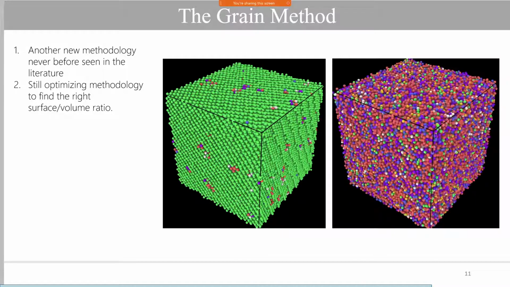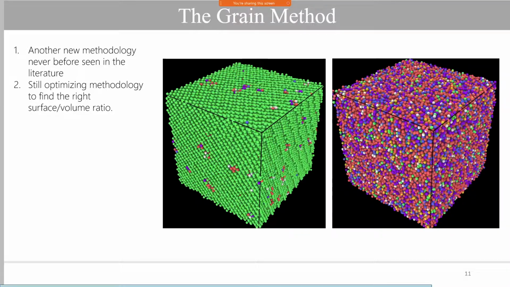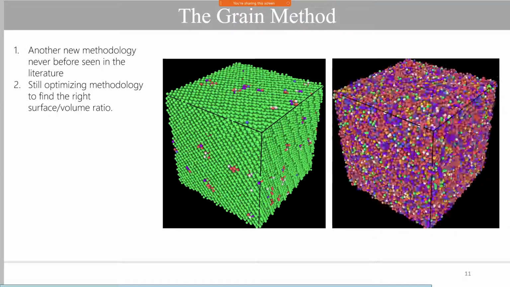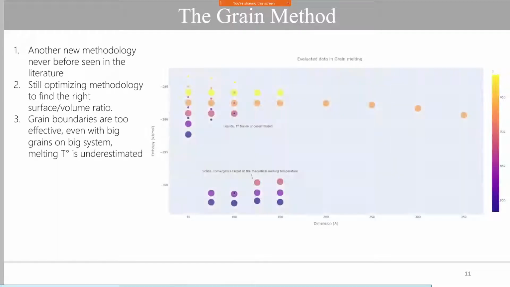The thing right now is that we're optimizing the methodology to find the right surface to volume ratio. Right now, the grain boundaries are too effective, and even with big systems, we're underestimating the temperature of melting. So to better understand this graph, I understand that it's a lot to take in at first.